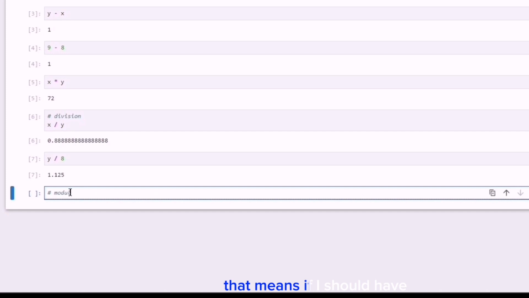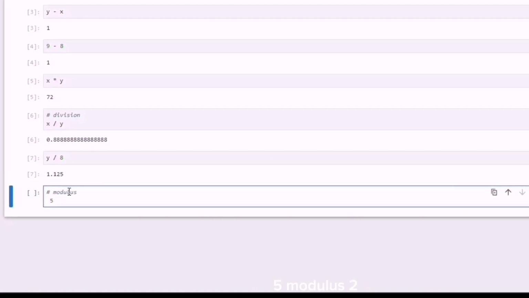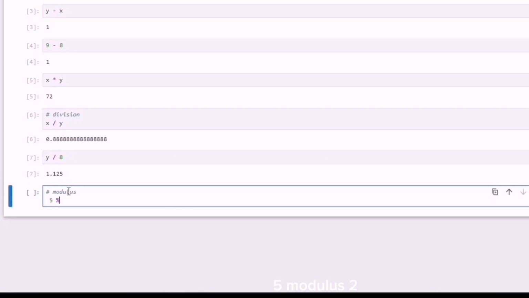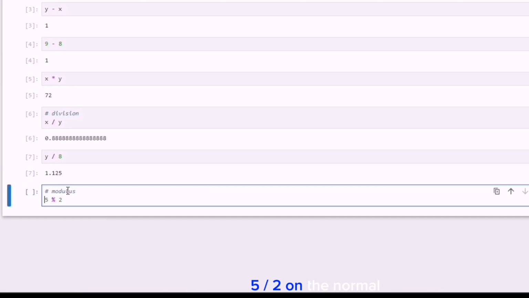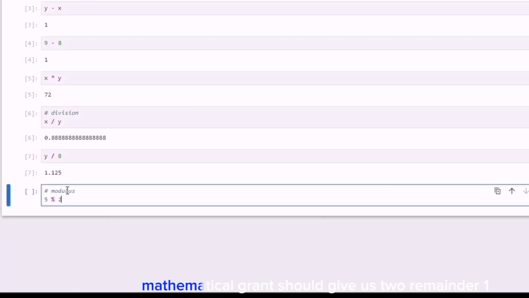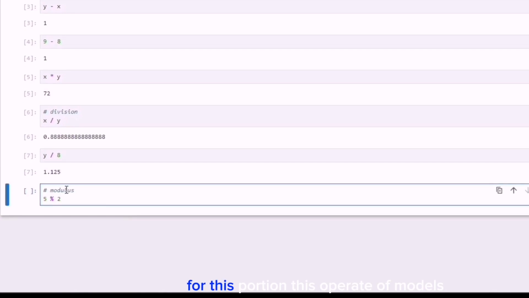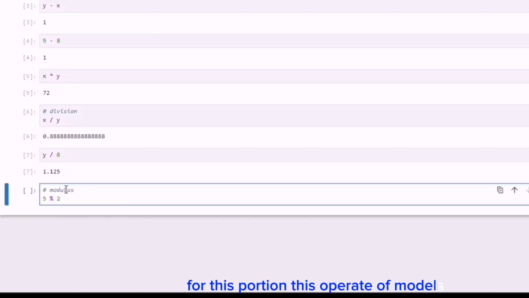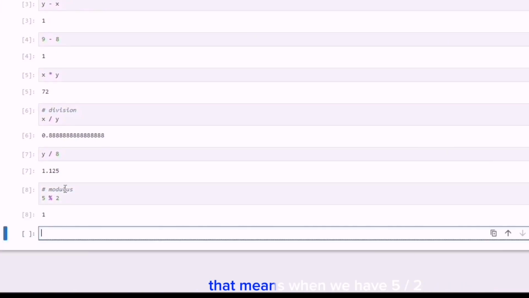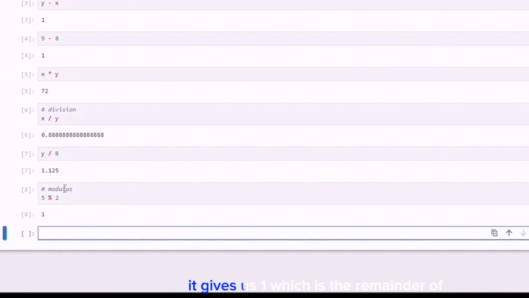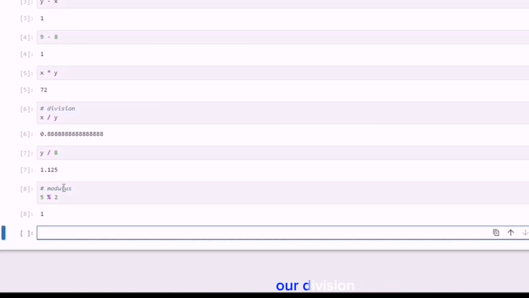That means if I should have 5 modulus 2, 5 divided by 2 on a normal mathematical ground should give us 2 remainder 1. But this operator, modulus, gives us the remainder. That means when we have 5 divided by 2, it gives us 1, which is the remainder of our division.